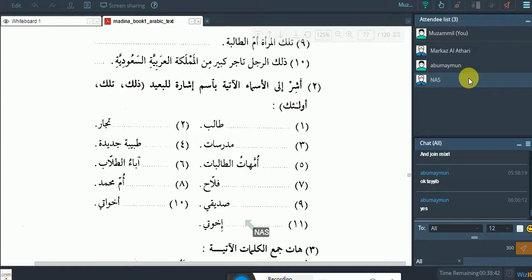طيب, let's go for the tamarin. I'd like to go to التمرين, the second one. We have done this before, so let's just take one column. Let's say the odd numbers, for example 1, 3, 5, 7, 9, and it says ذلك, تلك, and أولئك. I think I got both of you on the mic. So let's say one for Abu Maymoon and one for Muzammil. Okay, go ahead, Abu Maymoon, you want to begin, أخي? It says أشر إلى الأسماء الآتية باسم إشارة للبعيد. So use one of these أسماء الإشارة للبعيد, ذلك, تلك, or أولئك, correctly for these words.